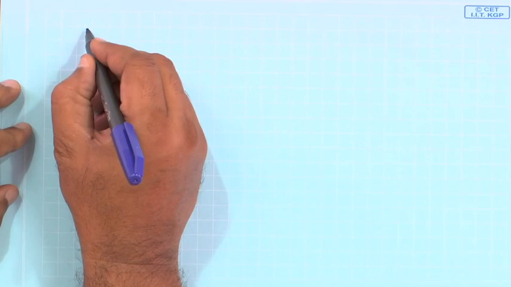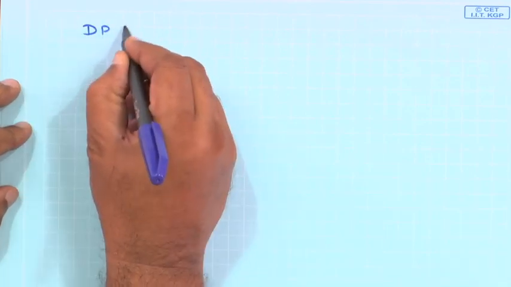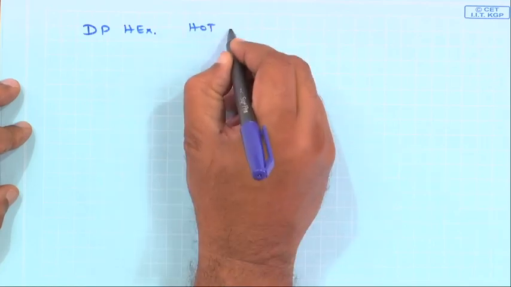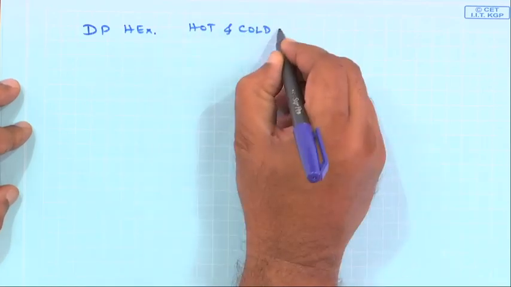I will quickly solve one more problem and then we will move on to the next topic. So, the next problem which we are going to deal with is again a double pipe heat exchanger, and it uses hot and cold water.